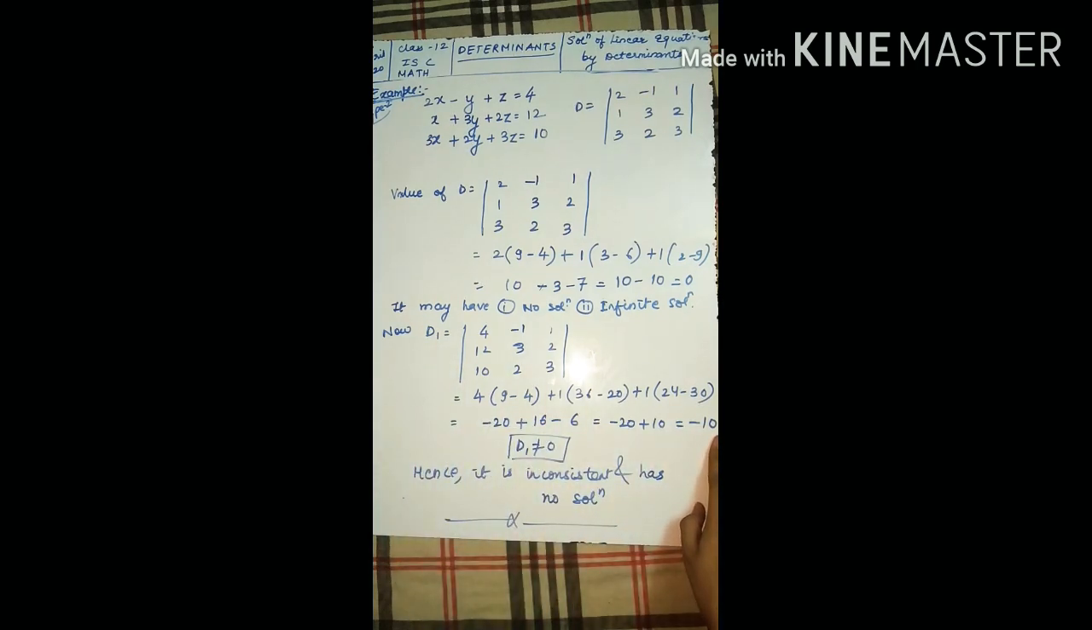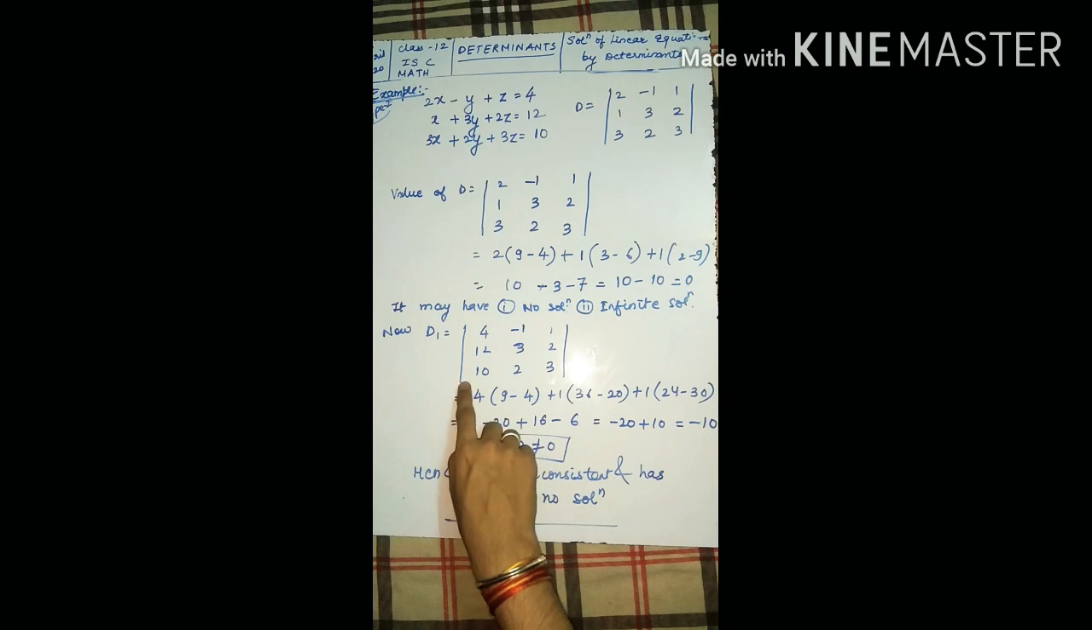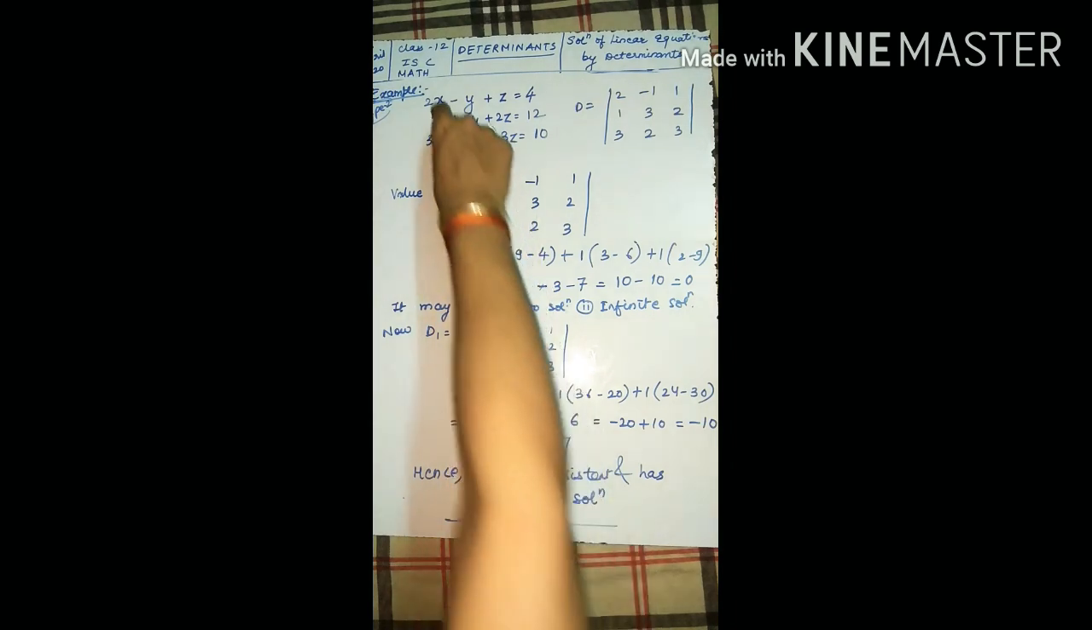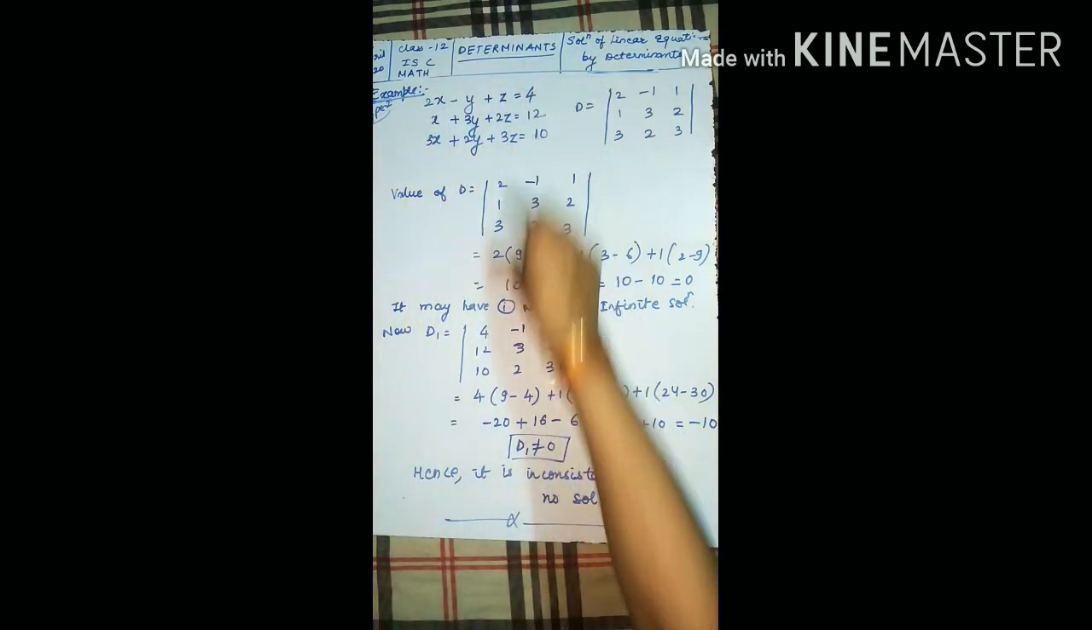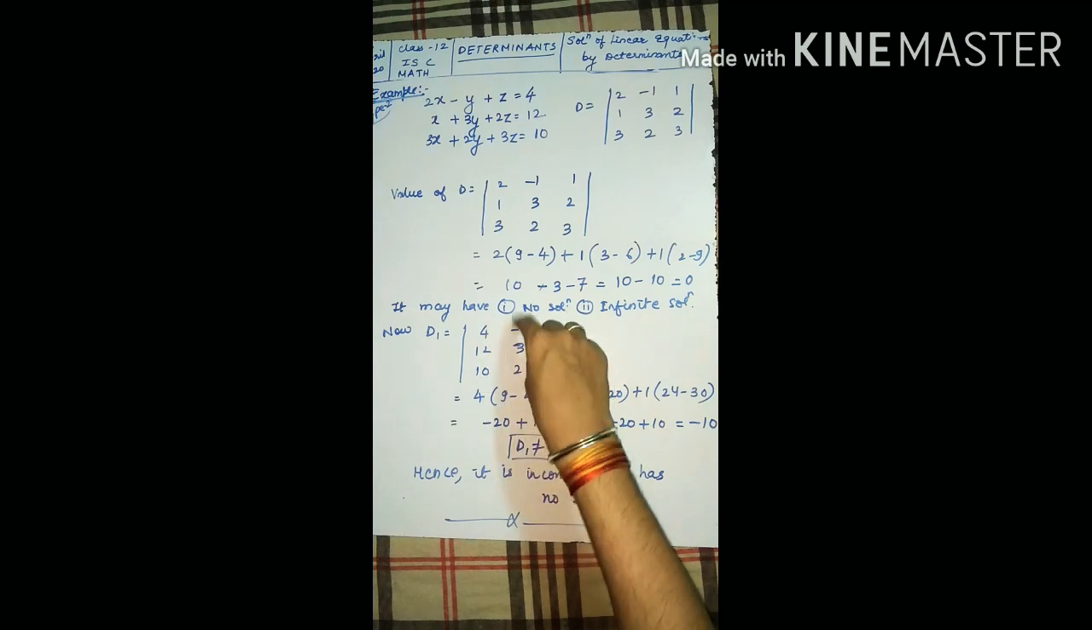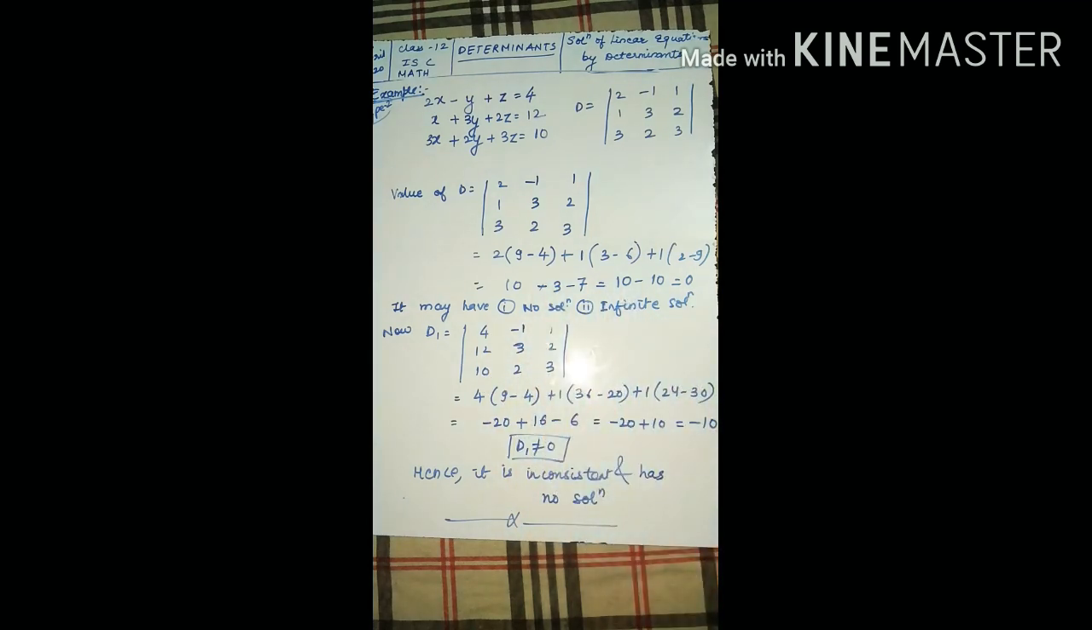Okay, how have I found D1? D1 says to replace the coefficient of x with this one. I have written the y and z coefficients the same, and I found the value with the help of the determinant method. I got the answer as -10.